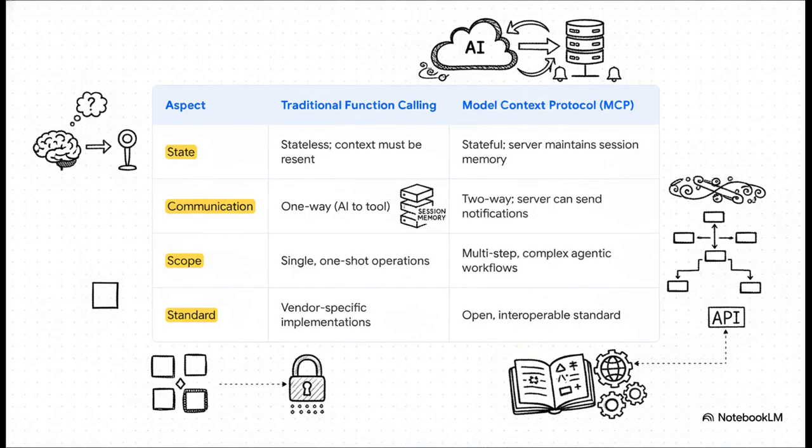So let's really break down these advantages. With MCP, the server actually remembers what's going on in the conversation, so the AI doesn't have to keep resending all the context with every single call. The communication isn't just a one-way street anymore either. The server can actually push notifications to the AI. And all of this together unlocks these really complex, multi-step agentic workflows that were just impossible before. And maybe most importantly, it's all built on an open standard, not a dozen different proprietary APIs.